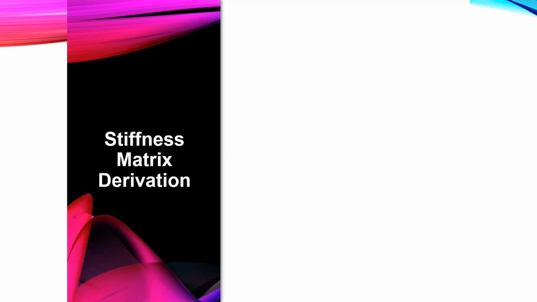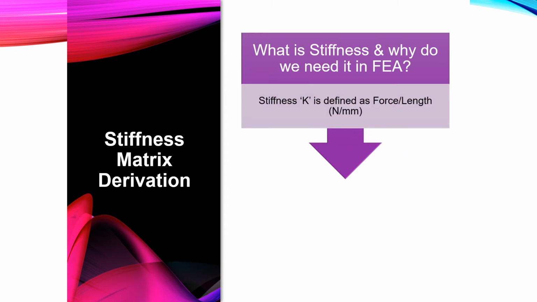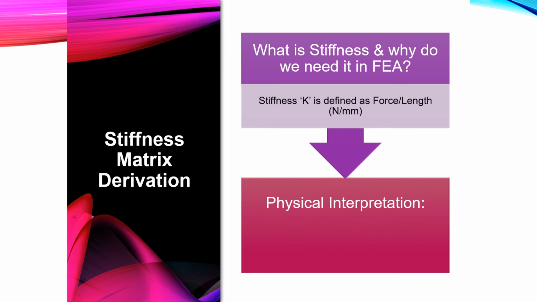Next important topic is the stiffness matrix derivation. Now, what is stiffness and why do we need it in finite element analysis? Stiffness K is defined as force per length and the unit of this stiffness is Newton per mm. Physical interpretation of the stiffness.